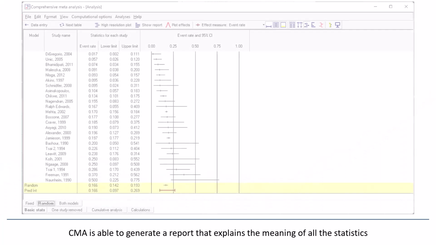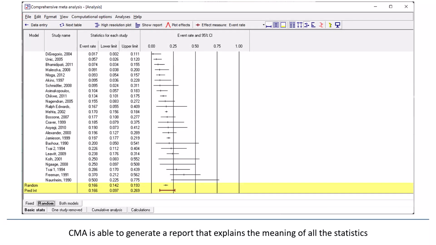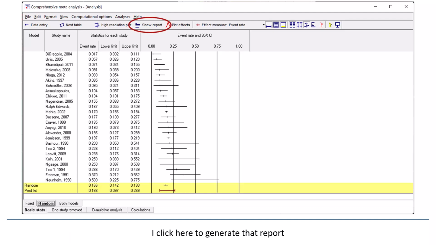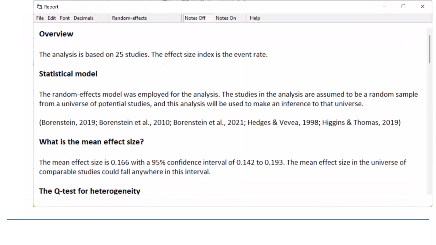CMA is able to generate a report that explains the meaning of all the statistics. I click here to generate that report. The report reads as follows. Overview. The analysis is based on 25 studies. The effect size index is the event rate. Statistical model. The random effects model was employed for the analysis.